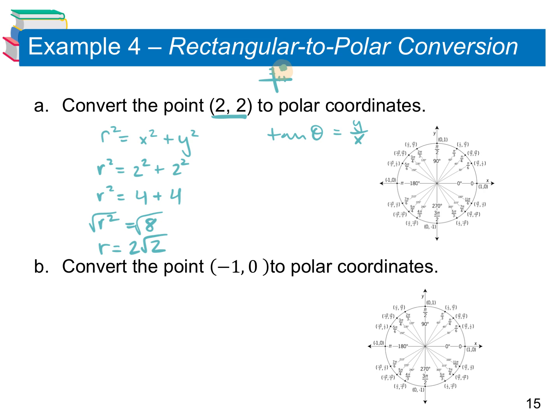Let's find our theta. So we have tangent of theta is equal to 2 over 2. So tangent of theta equals 1.